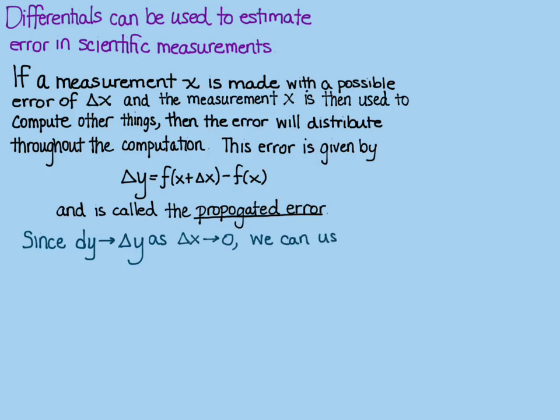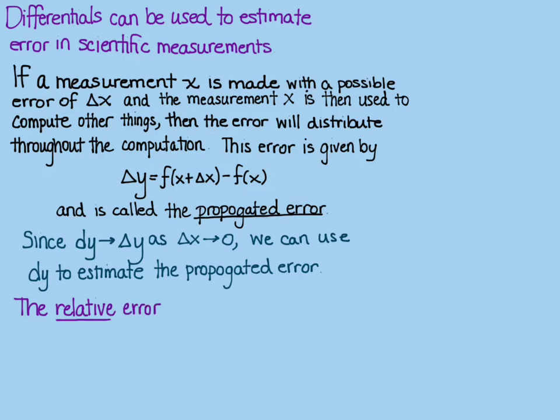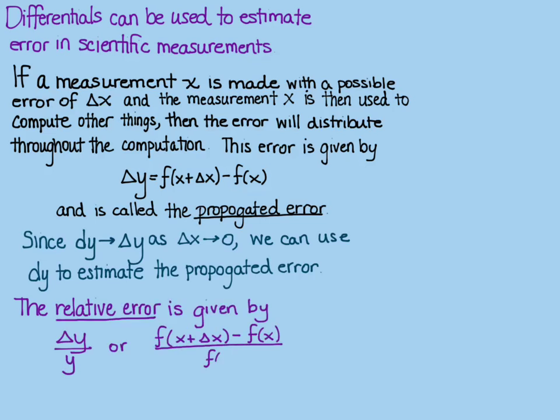Since dy approaches delta y as delta x gets closer and closer to 0, we can use dy to estimate the propagated error. So the relative error is given by delta y over y, or in other words, the actual error divided by the actual y value. So this is sort of like a percentage.